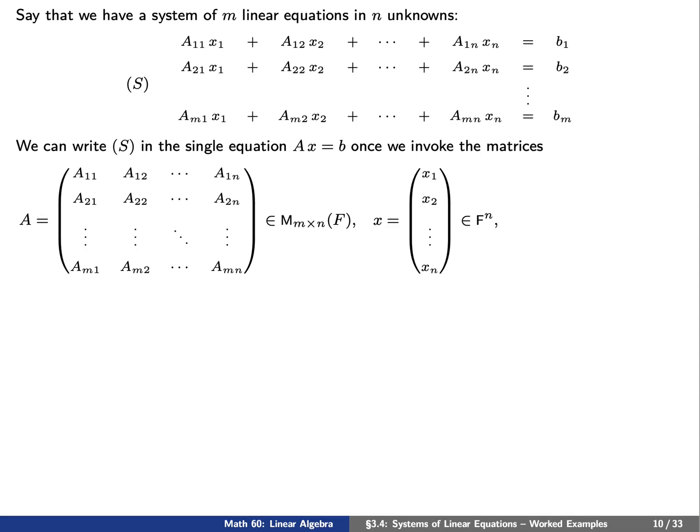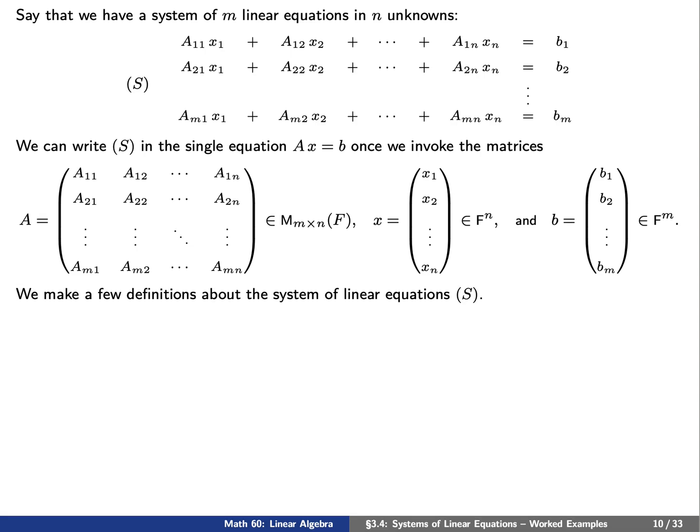X is a collection of the variables that we'd like to solve for. This here is an n-dimensional vector consisting of the variables x1, x2 through xn. And finally, b is another collection of scalars. This is just what appears to the right-hand side of the equal sign. This is an m-dimensional vector consisting of the scalars b1, b2 through b sub m.